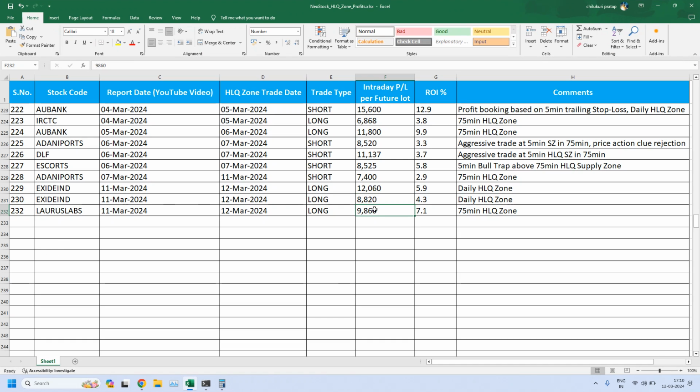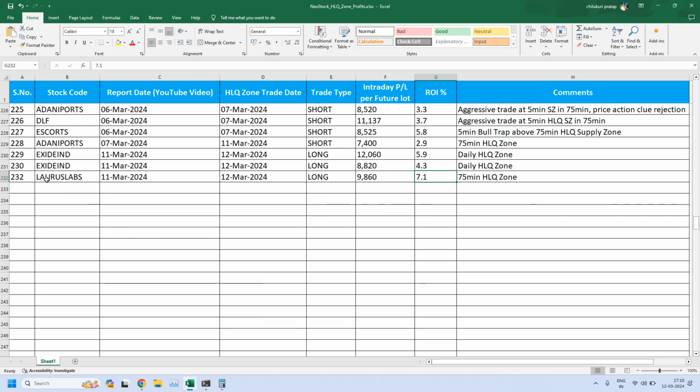Laurus Lab has given 9,860 rupees profit. But see the ROI, excellent, 7.1%. Because the cost of the lot is very less compared to the other ones. This one is around 2 lakhs rupees, one futures lot. This one is only around 1 lakh 30,000 rupees. That's why ROI is excellent, 7.1% ROI we got. So Laurus Lab is a very good trade. See, it has given multiple trading opportunities today, as in Exide Industries.